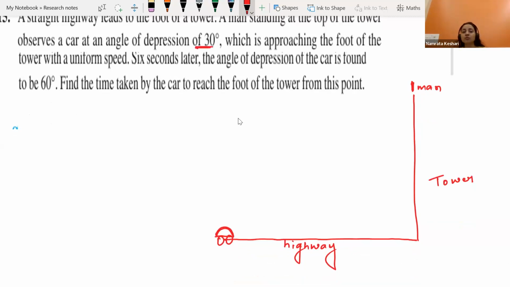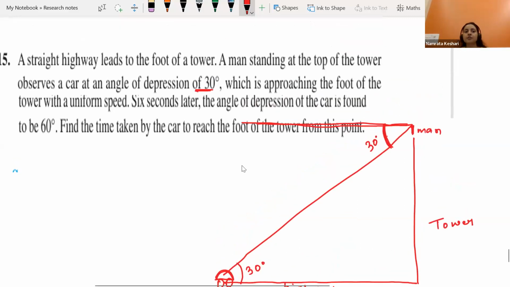We understand how we get the angle of depression. The man is observing, so the line of sight, a horizontal line we have to draw parallel to the ground or the highway, whatever you say, like this. Angle of depression we always get like this. This angle is 30 degrees. Now if this is 30, this one we can take as 30. Yes or no? Yes. Now let's read it from the very beginning.